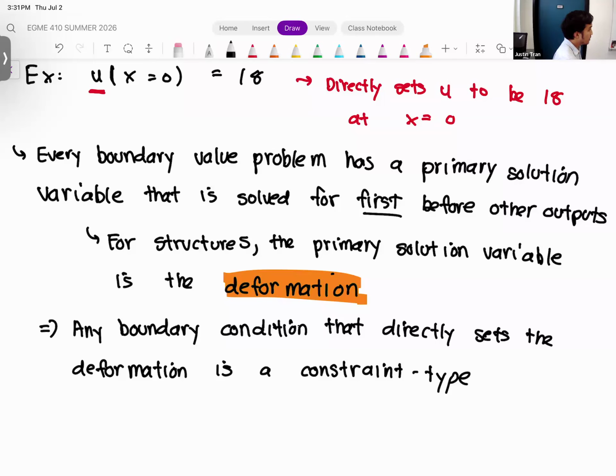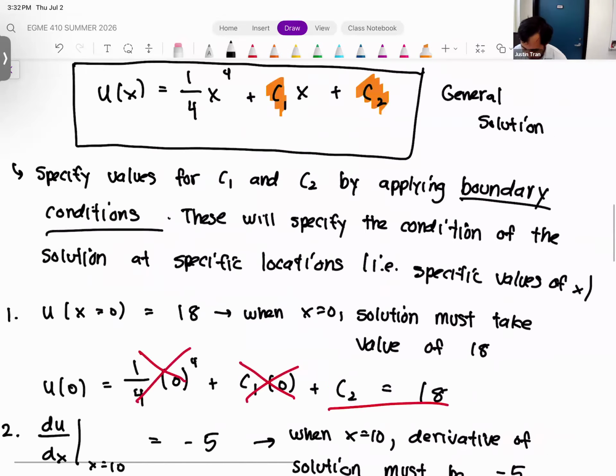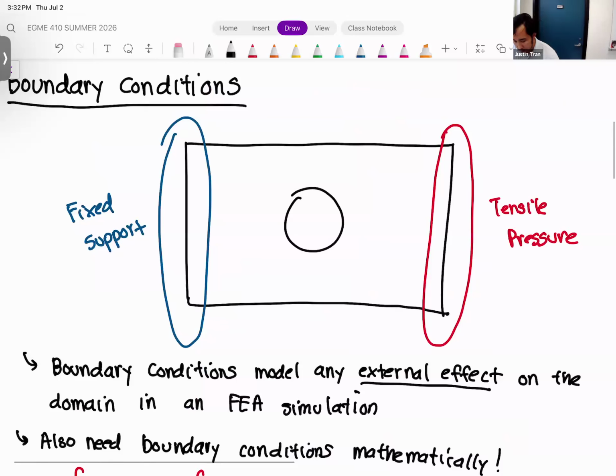Okay. So in our first ANSYS activity, we had one constraint type boundary condition. And hopefully after this description, it's pretty clear which one it is. Let me scroll back up here. The two boundary conditions that we applied in our first activity were a fixed support on the left-hand side and a tensile pressure on the right. Between these two, the one that I would consider a constraint type is the one on the left, which is the fixed support.